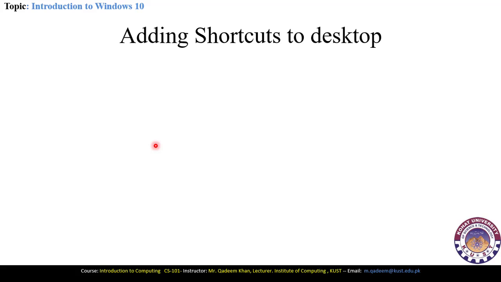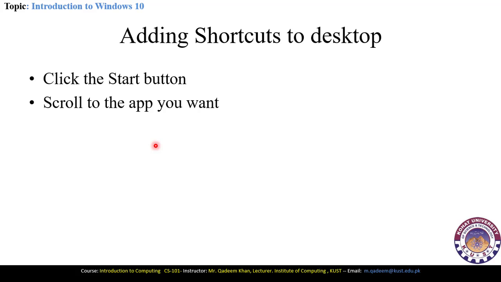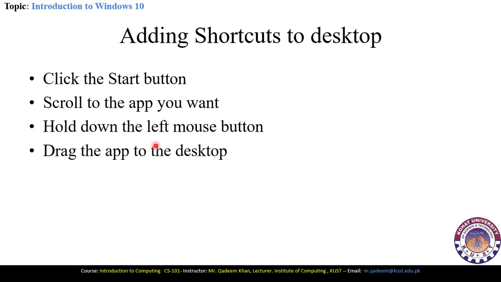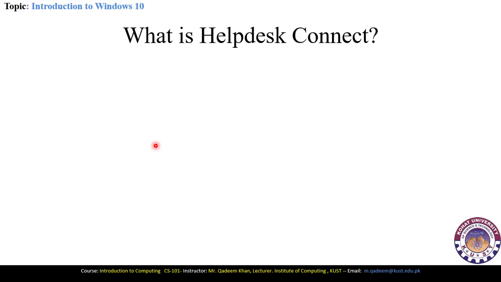Adding shortcuts to the desktop. You can add shortcuts to your desktop. These shortcuts provide you quick access to particular apps. Click the start button, scroll to the app you want, and then hold down the left mouse button. Then drag the app to the desktop. You will get that app's icon on your desktop. When you click that icon, the app will open.